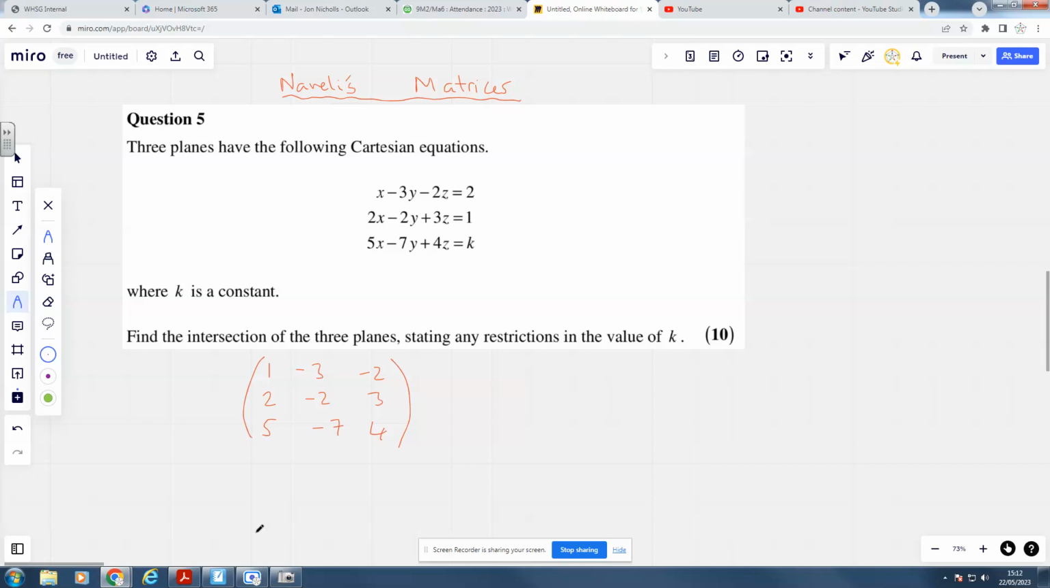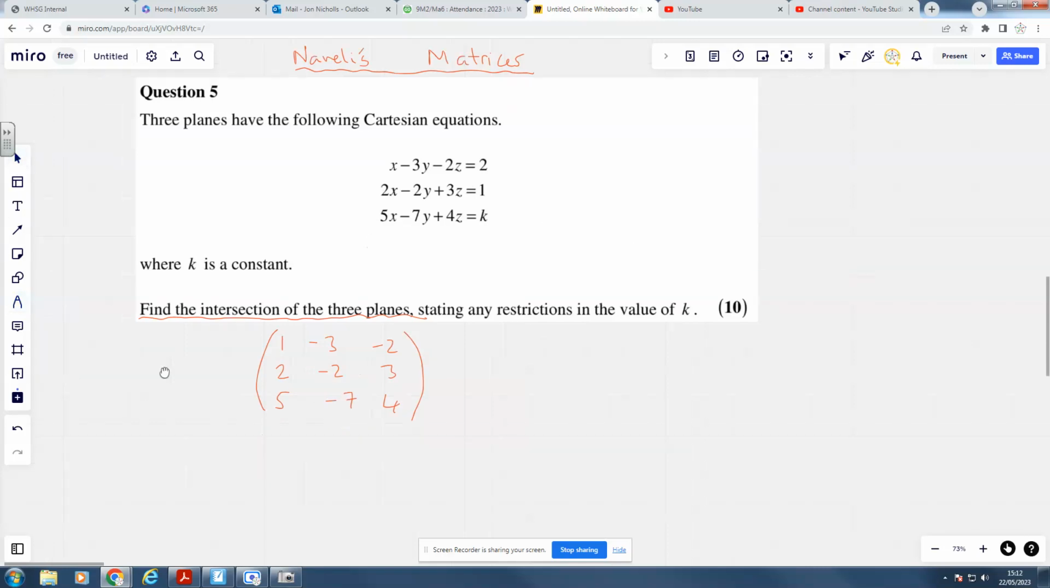Perhaps they intersect in a line. Perhaps they form a triangular prism. Maybe some of them are parallel. There's lots of possibilities if the determinant is 0. But given that they're saying the planes intersect, there's really only two possibilities. Either the planes intersect at a point and the determinant isn't 0 and the matrix is not singular, or they intersect in a line and the determinant of the matrix is 0.